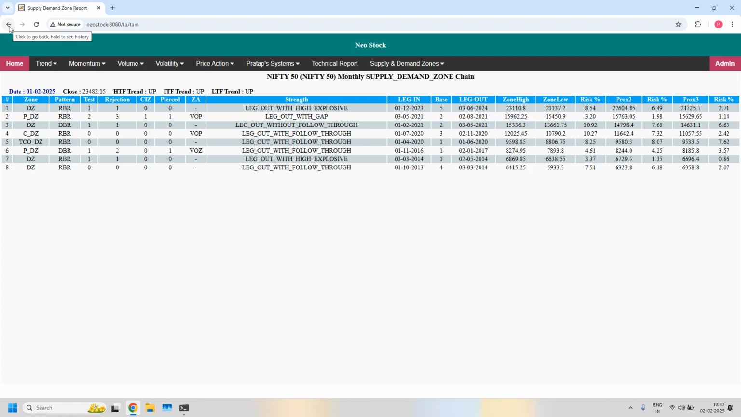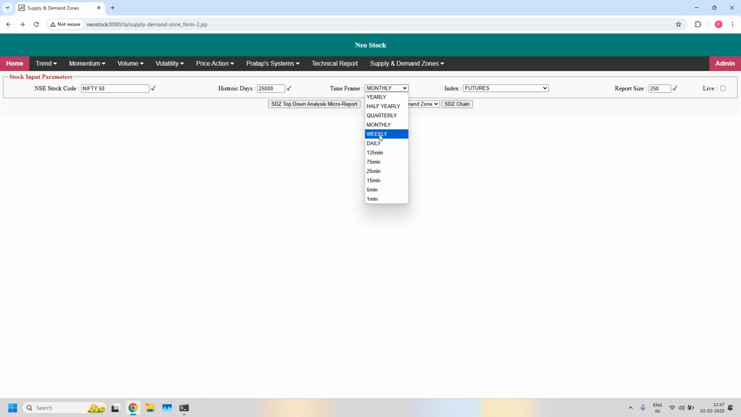Okay, next, the weekly supply demand zone chain for NIFTY.